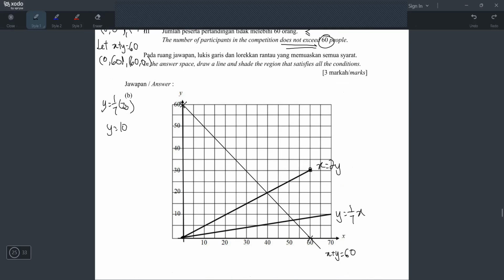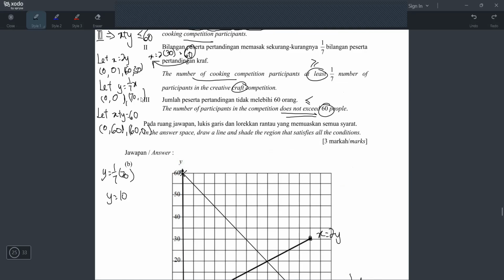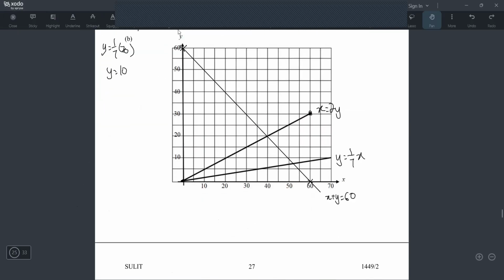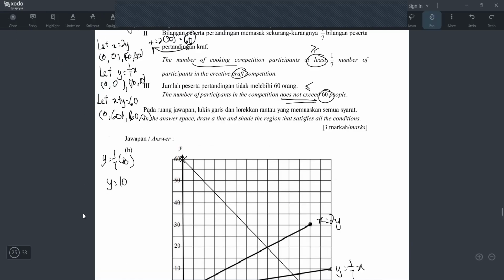So what is your point? X 70, y 10. So 70, 10. Not 10, 70, 70, 10. Okay, so 0, 0 and 70, 10, that is this line. And you can see 0, 0, 70, 10 is exactly this line. Okay, now we have 3 lines. Now we can load it, right?